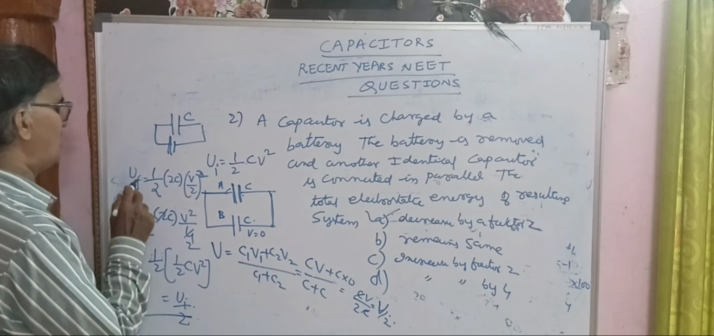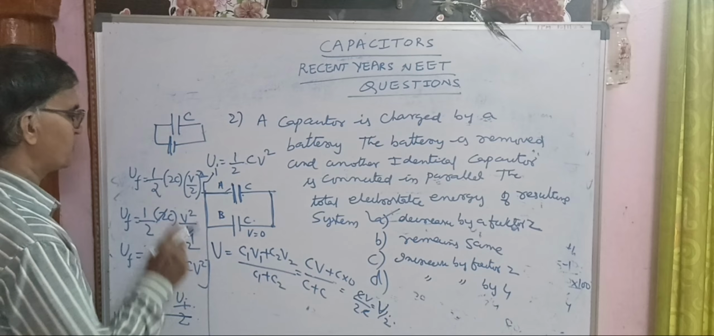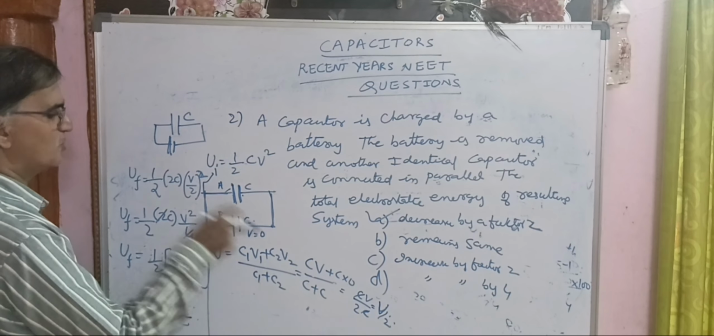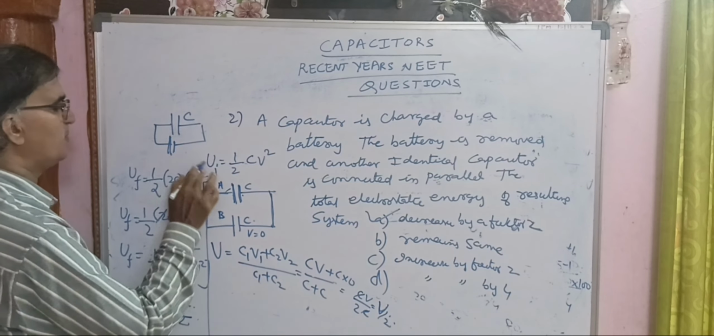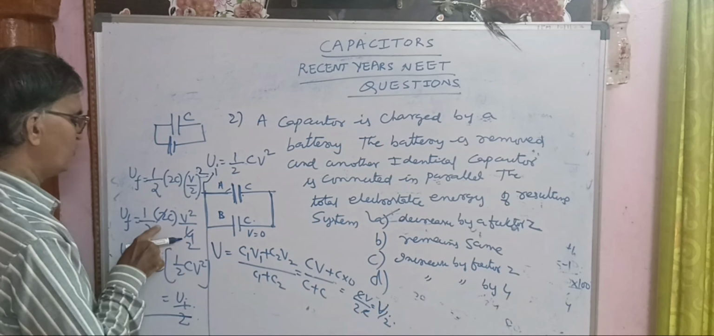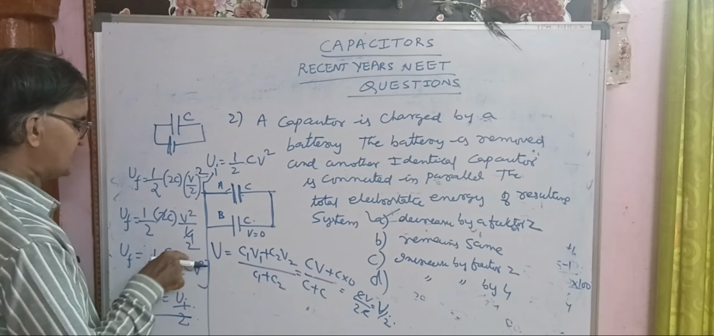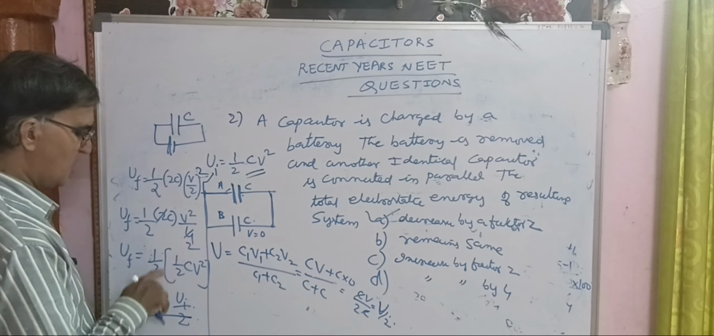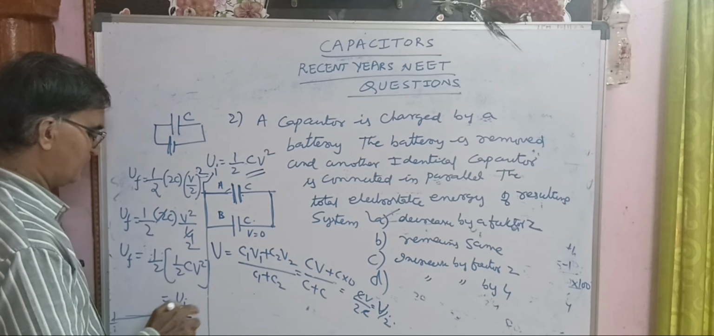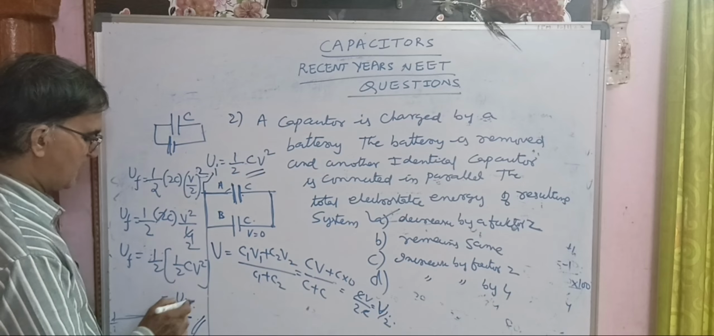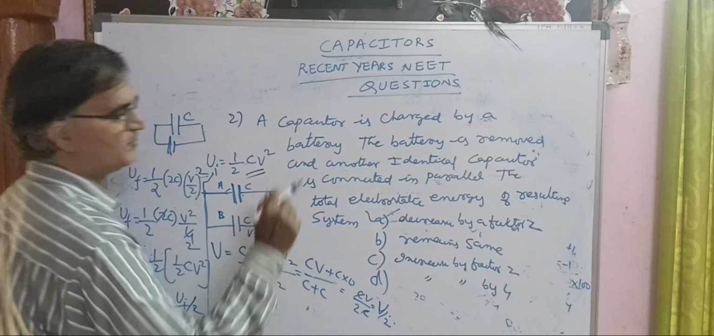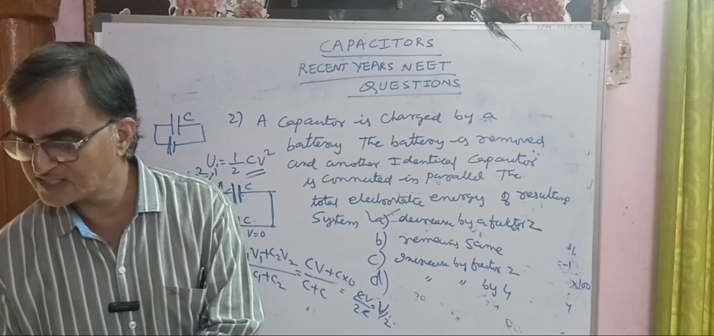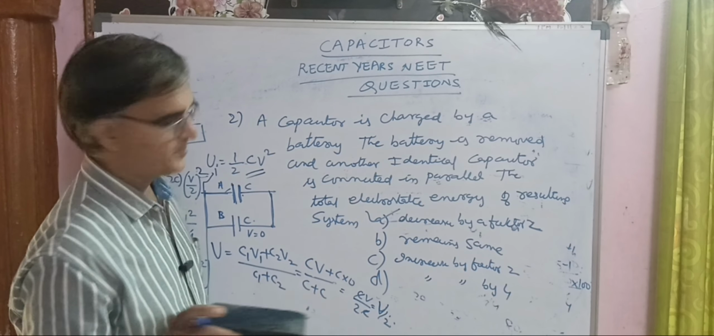Now for the resultant system, the total capacitance is C plus C, that is 2C, and the resultant potential is V by 2. V by 2 whole square we take. So half into 2C into V square by 4. Cancel out. The initial energy was half CV square, and now you have half into half CV square, that is Ui by 2. So the energy decreases by a factor 2. The first option is correct. Okay. The third one is the first option. Right. And next question.